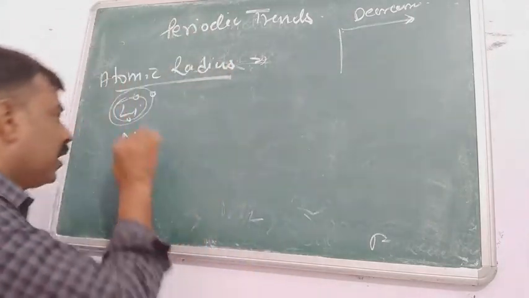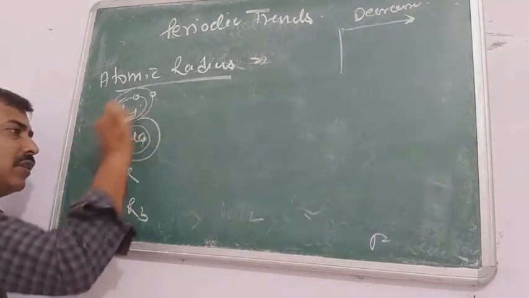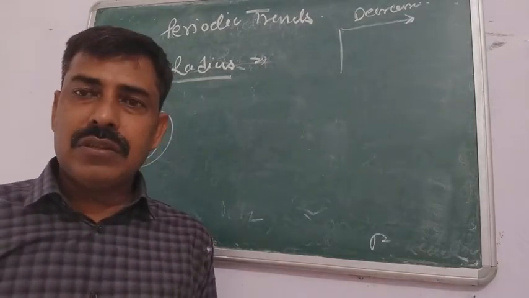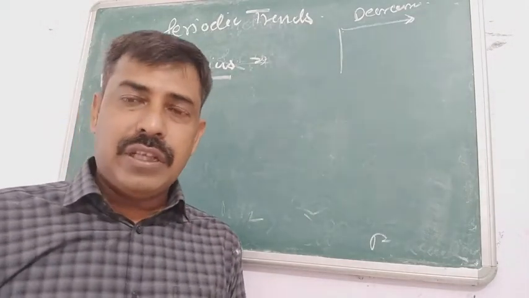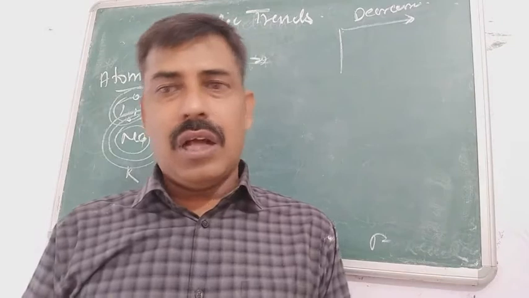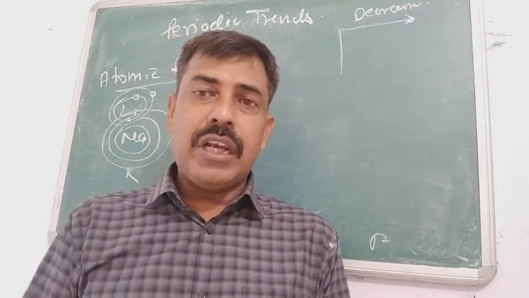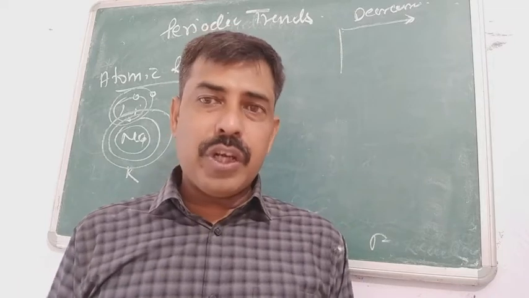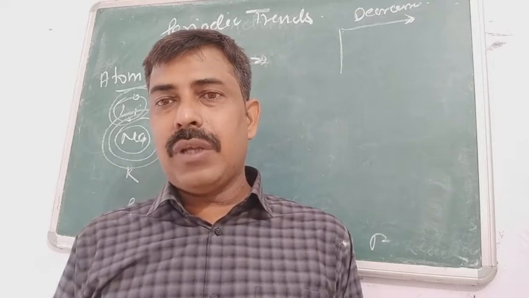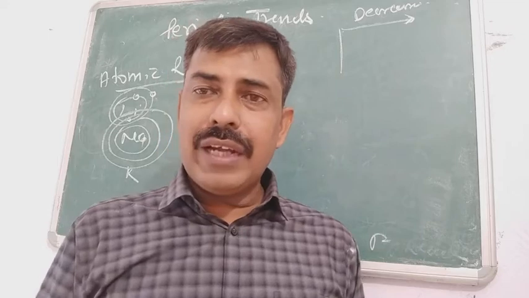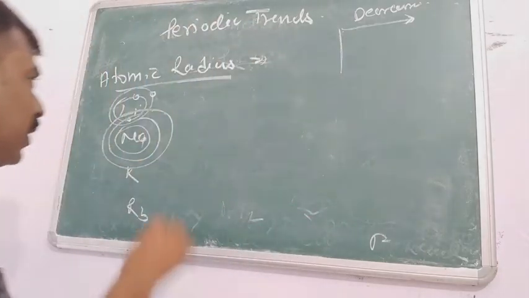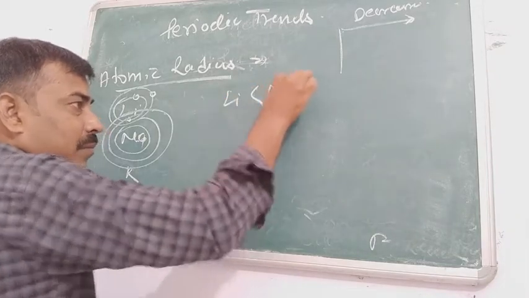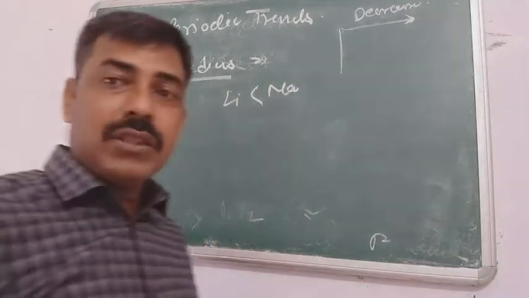When you see the condition of sodium, the first, second and third, there are 3 shells. Surely with the 3 shells there will be a greater screening effect, as the shells generate a screening effect for each other. Due to the greater number of shells, the electronic repulsion will be more effective against the nuclear charge, and due to that reason the size of sodium must be greater than the size of lithium. Why? Because of the greater screening effect.